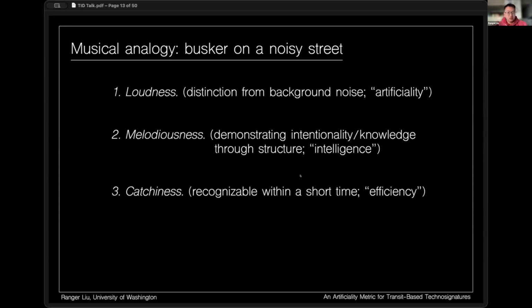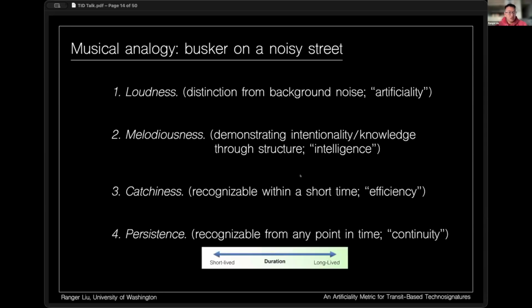Next, we have catchiness. Your music should be very quickly recognizable to catch somebody's attention. Similarly, the signal should be able to be received within a short period of time. This is more of a logistical constraint: a good beacon should not require extremely long periods of observation. And lastly, we have persistence. You have to keep playing your music for a long time if you want to maximize the chance of people hearing you. Similarly, a good beacon should be broadcast pretty much continuously so that it doesn't prefer any particular window of observation. This is pretty similar to Sheikh's axis of the duration of a technosignature.